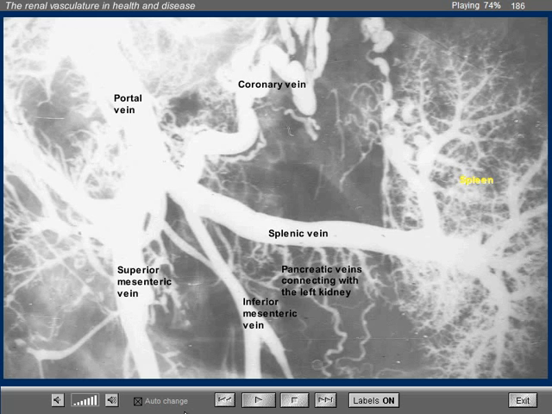Note that from the tail of the pancreas we see two venous channels that are connected to the left renal vein. So we can demonstrate, therefore, in anatomical specimens, veins of the tail of the pancreas that can connect with the left renal vein.